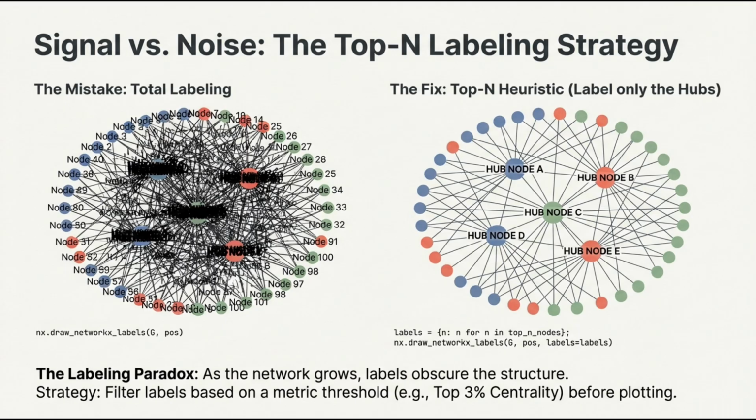This is called the labeling paradox at the bottom. More labels do not necessarily mean more information. In fact, beyond a certain point, they reduce clarity. So a good strategy is to define a metric threshold, perhaps the top 3% by centrality, and label only those nodes. That way the key actors are still identified, but the network's structure remains visible.